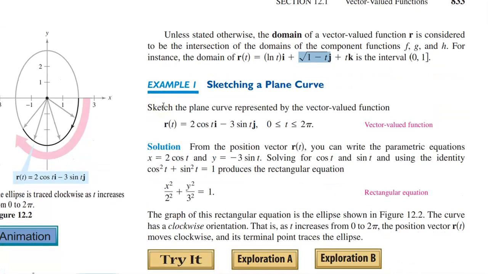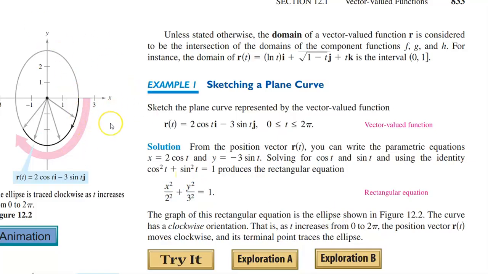Okay, how about sketching a plane curve? How can you do that? Well, oftentimes you can convert it into rectangular coordinates. You'll probably be more familiar with those shapes and what they look like. And when you actually go about doing that, you're going to get this, which is an ellipse, right? It's a vertical ellipse actually.